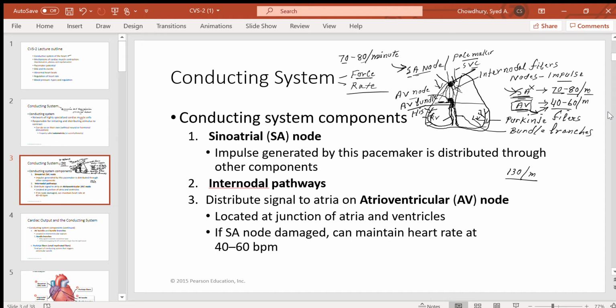And that happens, right? When you get scared, your heart rate goes up. That means your SA node starts to produce the impulse faster. Okay, and when you are relaxed, resting, your heart rate goes down a little bit. That means the SA node produces impulses at a slower rate.